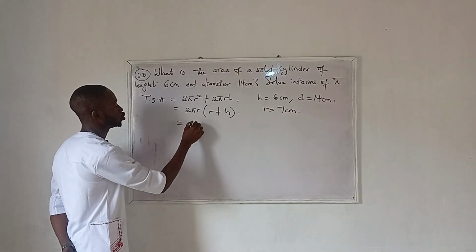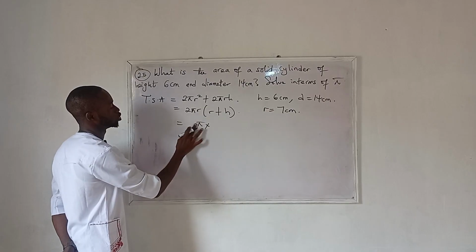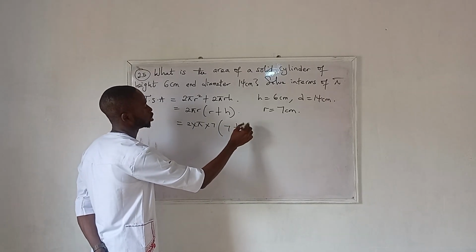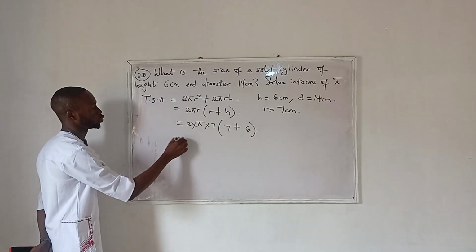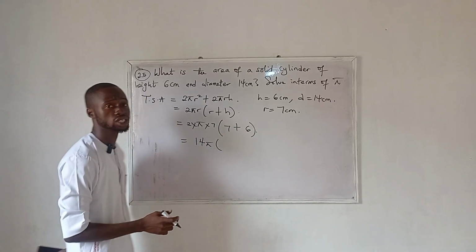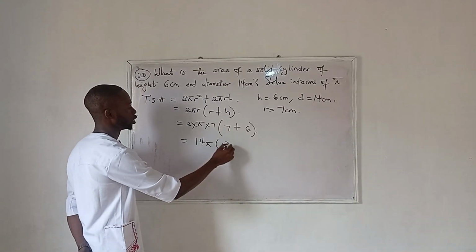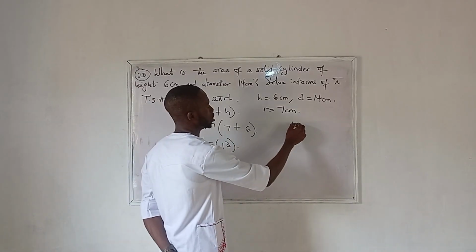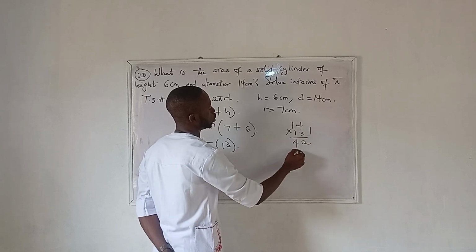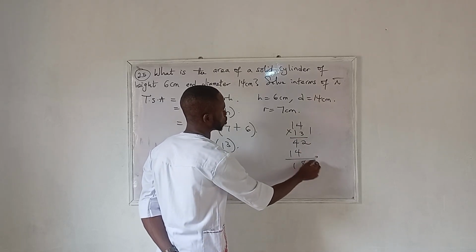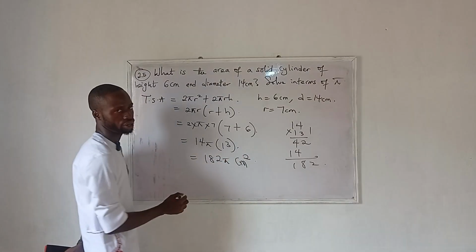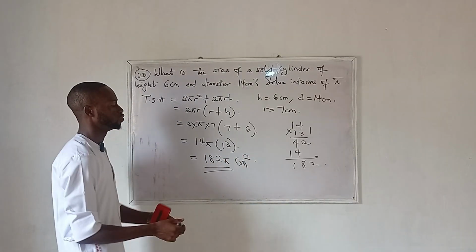So we'll have 2 pi times, what's our radius? Our radius is 7. Then we'll have 7 plus 6, that is our height. So finishing up, we have 2 times 7, 14 pi. Then 7 plus 6 is 13. So we have to do 14 times 13, which will give us 182. So 182 pi centimeter square will be the total surface area of the solid cylinder.